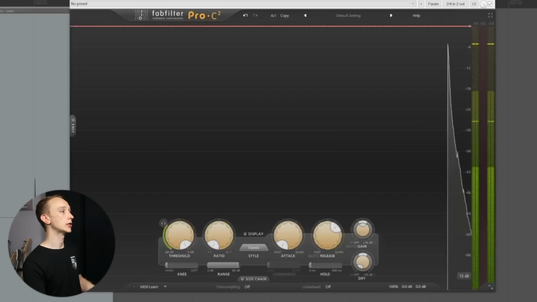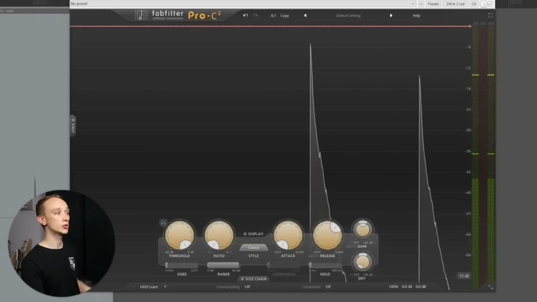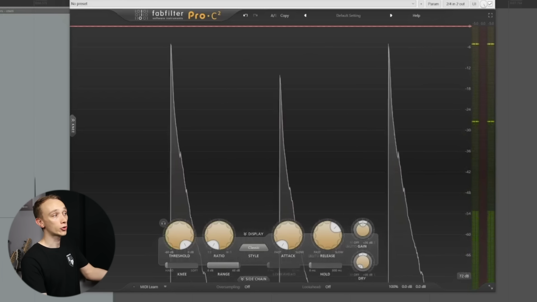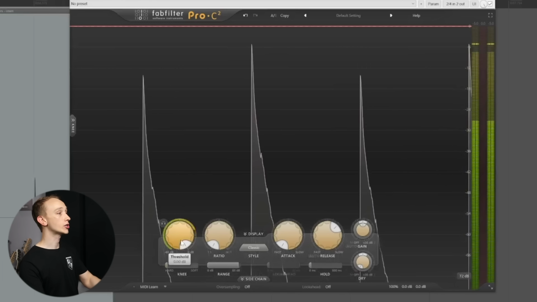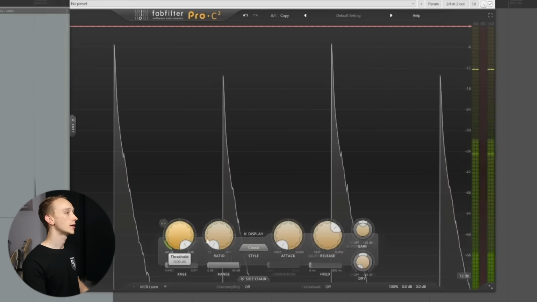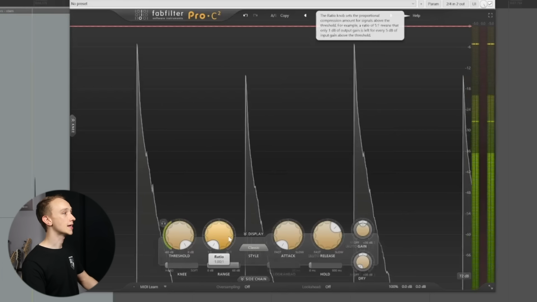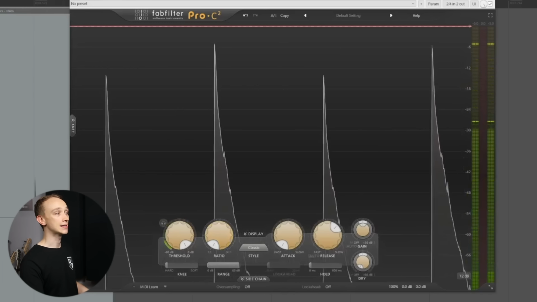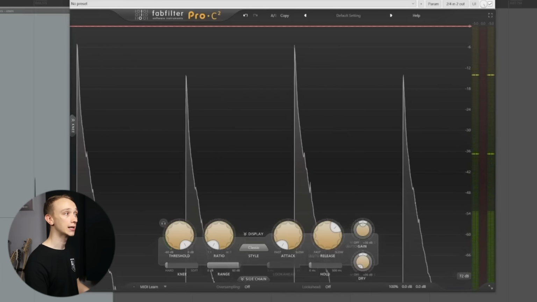You can see and hear that these snare drum hits alternate between quiet and loud. Right now the compressor isn't doing anything because the threshold is set to 0 and the ratio is set to 1:1. The threshold is the point at which the compressor will start compressing. With the current setting, even the loud snare hit doesn't exceed the threshold, hence the compressor isn't doing anything.